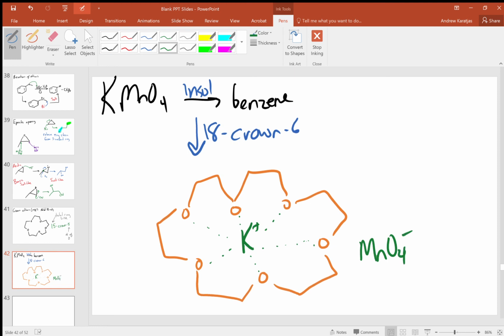And so by using this type of compound, we can get an oxidation using this very polar oxidant to take place in a completely nonpolar solution.